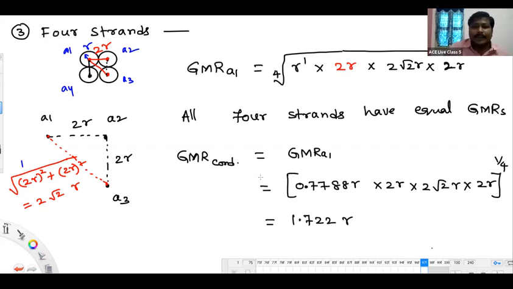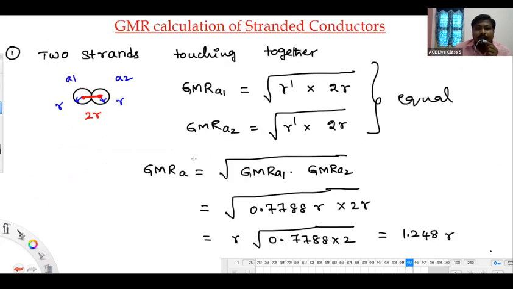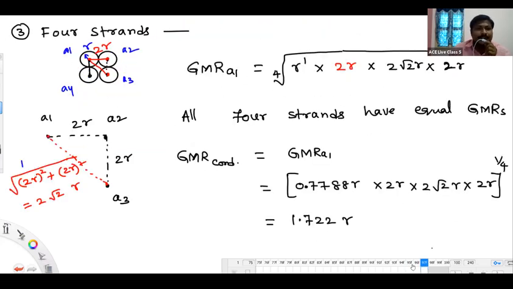Actually, we discussed 3 problems till now: 2 strands, 3 strands, and then 4 strands. But we didn't talk about by what material these strands are manufactured. We have not mentioned it anywhere. Maybe our assumption is that all the strands are made of the same material, maybe all aluminum. That's the assumption we have made.